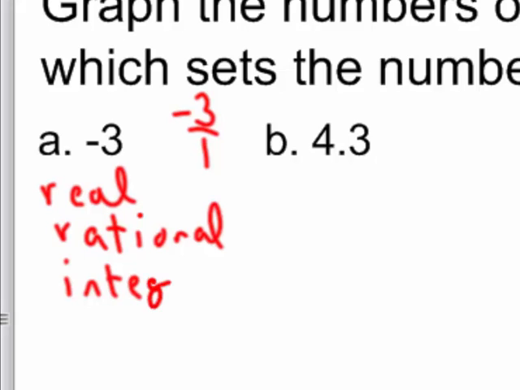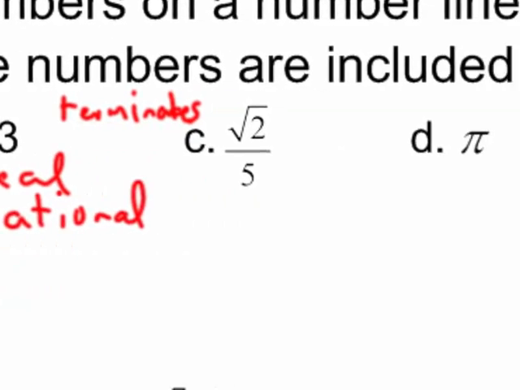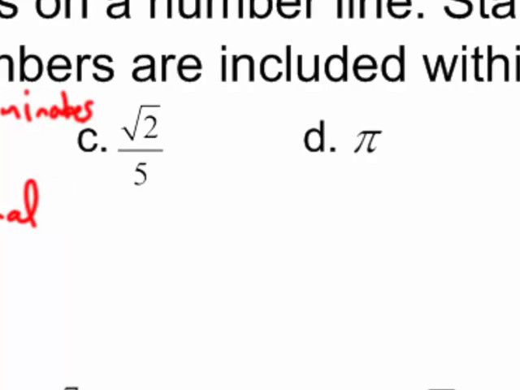The next thing, is it any of those classifications? Is it an integer? Negative 3, yes. Is it a whole number? Nope. Whole numbers are 0, 1, 2, 3, 4. So it would be real, rational, and an integer. 4.3, real or imaginary? It's real. When I think about 4.3, I think, could I make that a fraction? Yeah, 43 over 10, I could. So that would be rational.